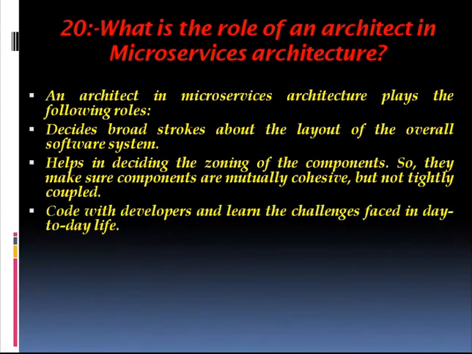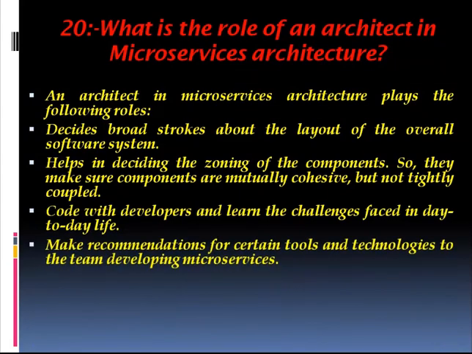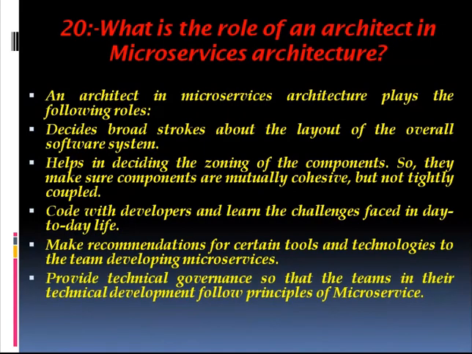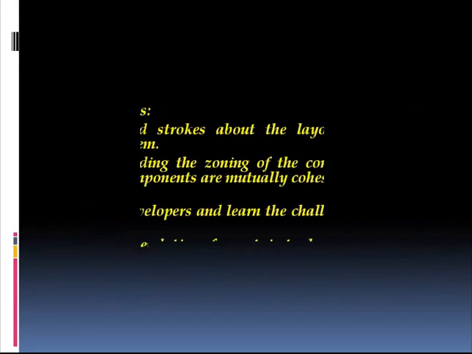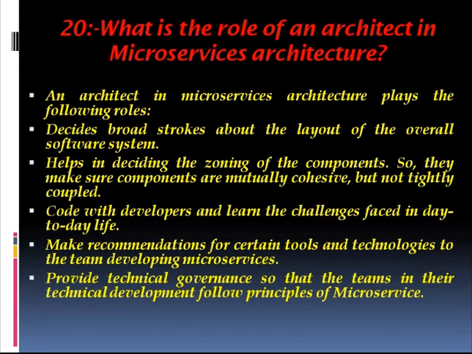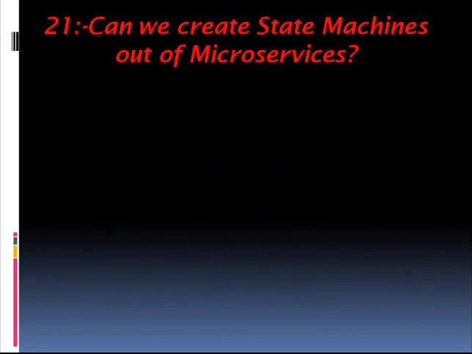Code with developers and learn the challenges faced in day-to-day life. Make recommendations for certain tools and technologies to the team developing microservices. Provide technical governance so that the team in their technical development follows the principles of microservices. Okay, so these are the main roles of the architect in the microservice architecture.